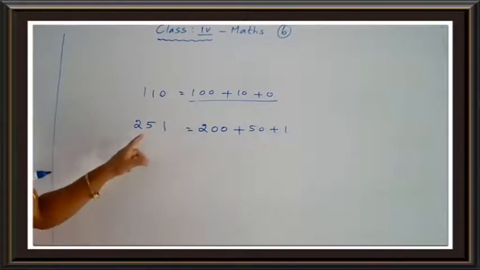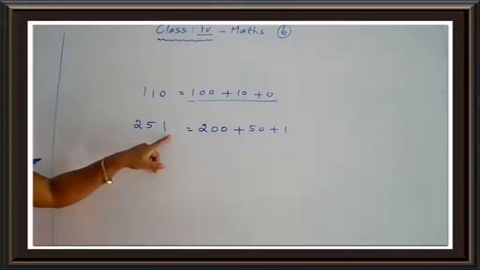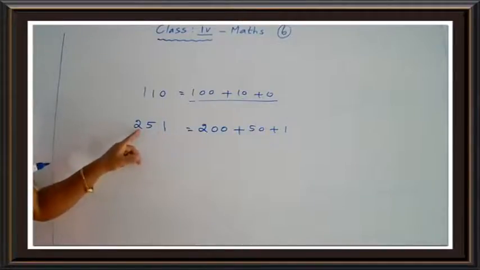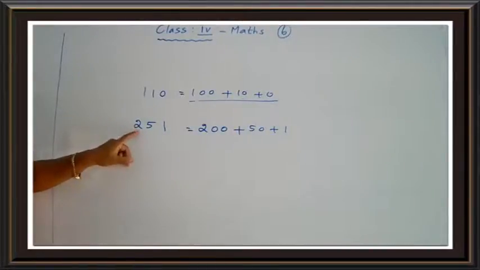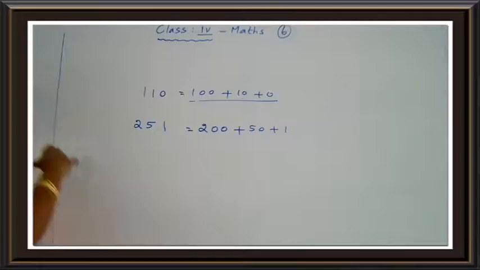means 200 plus 50 plus 1, okay. The sum of the place value of each digit, that is how we write it in expanded form, okay. When we write a number as a sum of the place values of its digits, that form of the number is said to be the expanded form, okay. For example, now you come to the thousands place, okay.